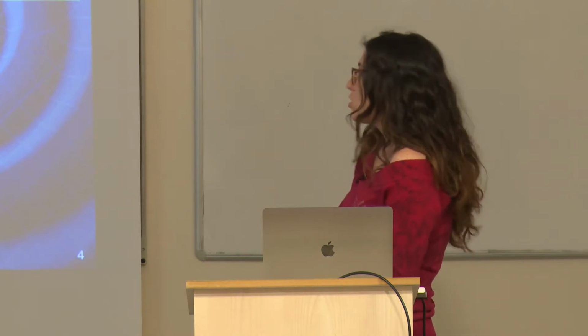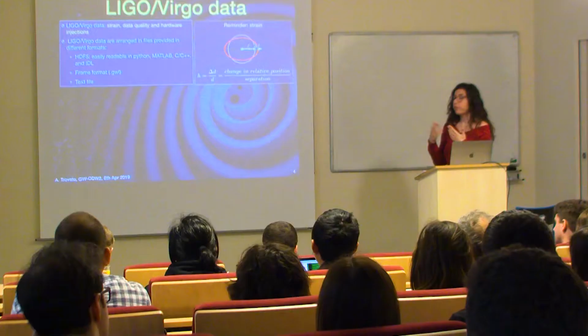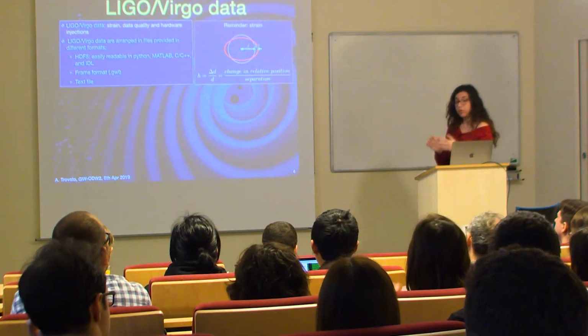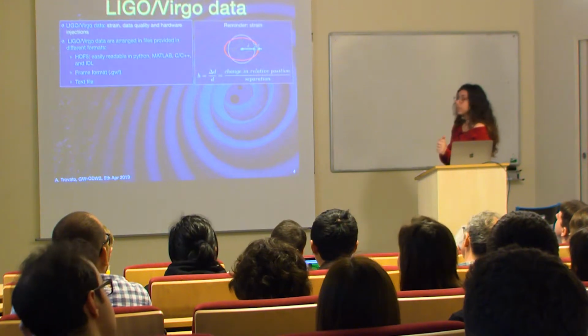The files that we provide are usually in three formats. HDF5, which is a format quite easy to read in different languages. I will show you some examples in Python, but other languages can be used. Then we have what is called the frame format, GWF, which is gravitational wave frame. So it's a proprietary format of our collaborations. And then in some cases, for events, also TXT files.